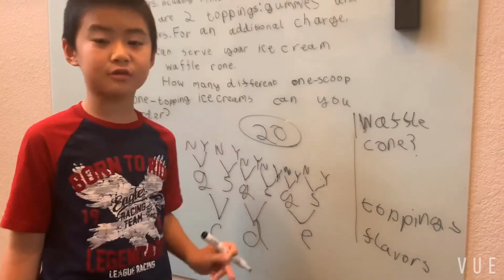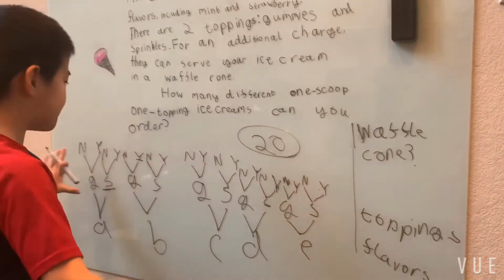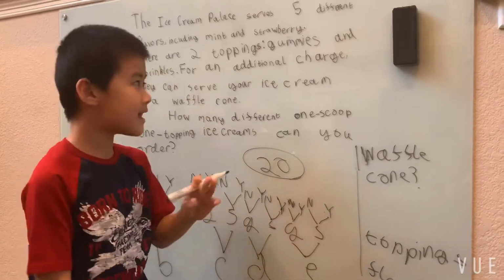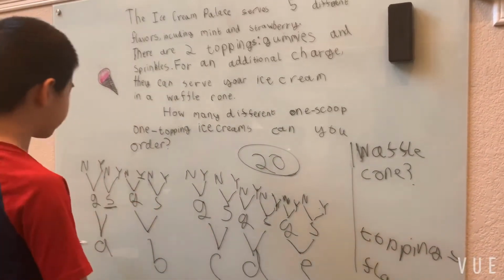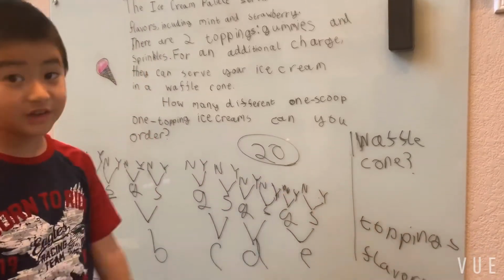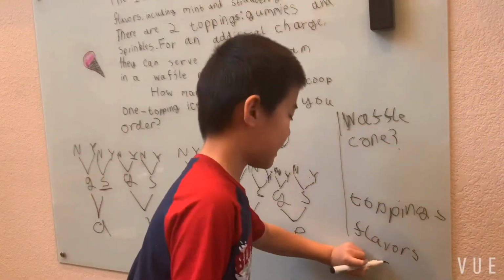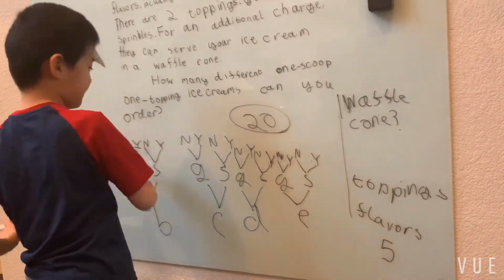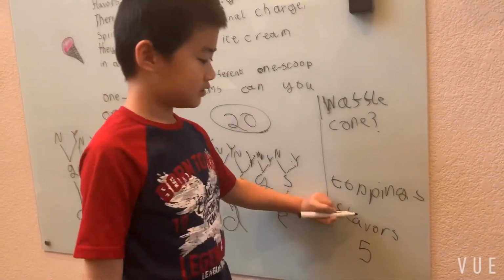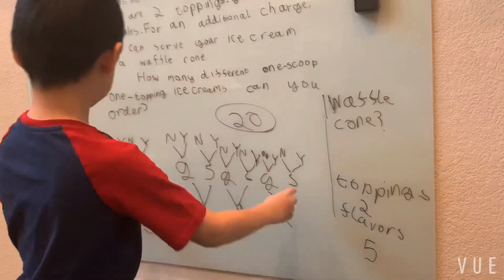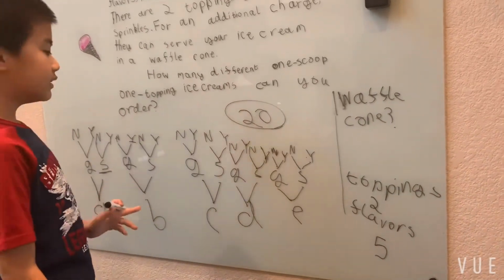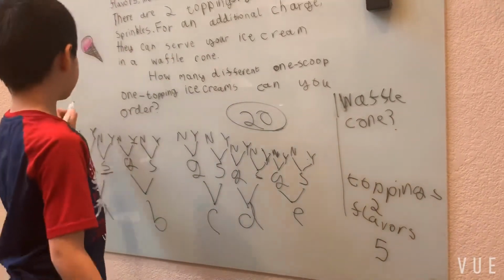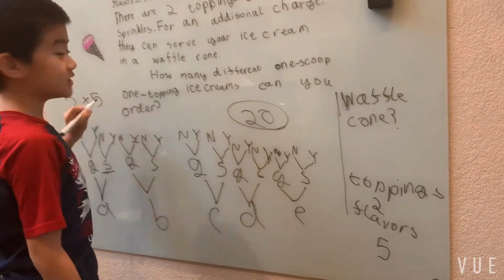So this 20 is correct, but we don't actually need this big blob right here. We could have just used possibilities and multiplication to solve this. Think of it this way. We've got 5 different flavors down here, correct? And for each of these 5 possibilities, there are 2 toppings coming off of these branches. So without the cone, we would just have 2 times 5 possibilities.